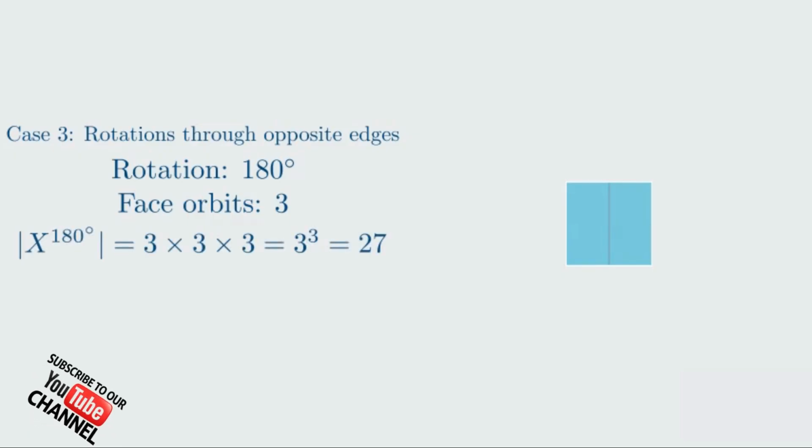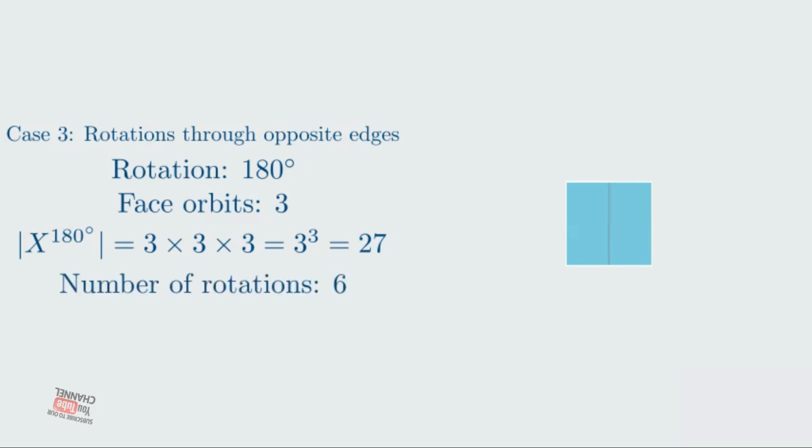For a coloring to be fixed, faces in the same orbit must be the same color. With 3 colors, this gives us 3 to the 3rd power, or 27 fixed colorings. There are 6 such rotations, 1 for each axis.